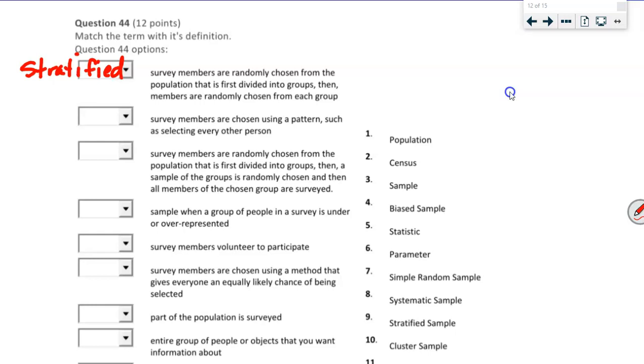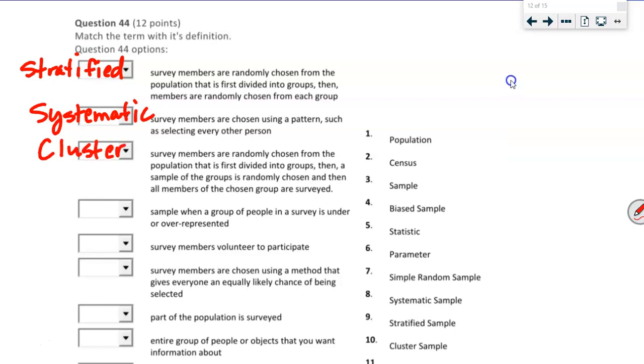The next one says survey members are chosen using a pattern, such as selecting. So this is systematic. Survey members are randomly chosen from the population that is first divided into groups. Then a sample of the groups is randomly chosen, and then all the members of the group are surveyed. This is cluster.